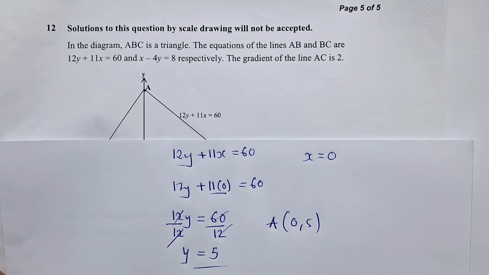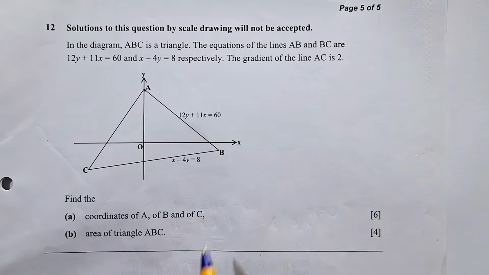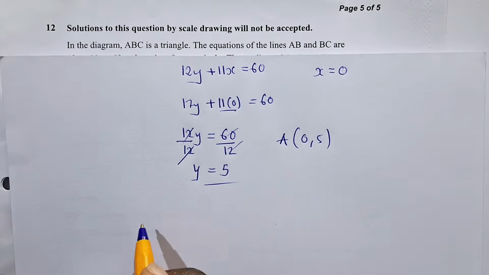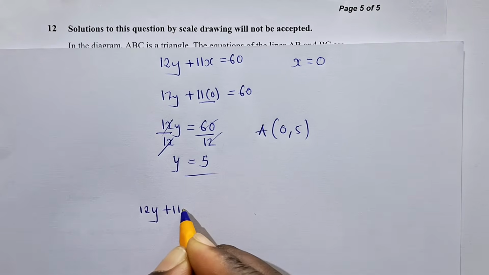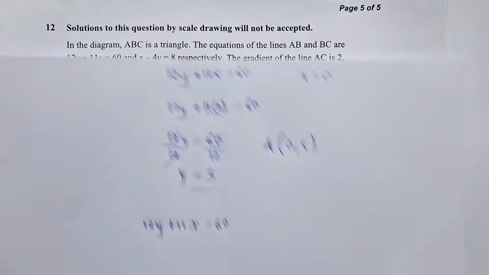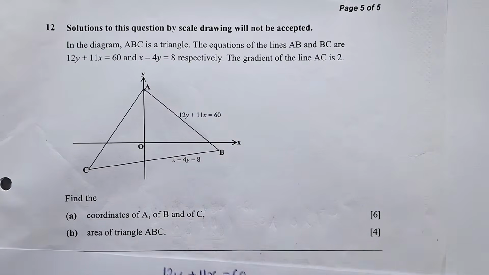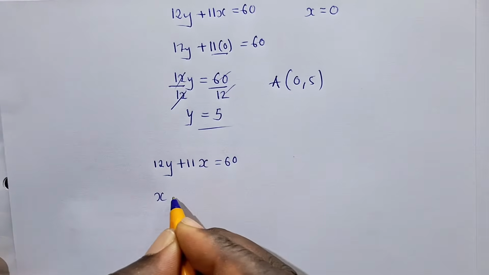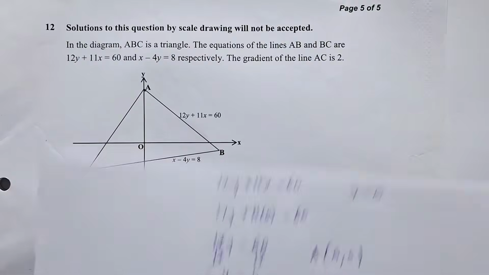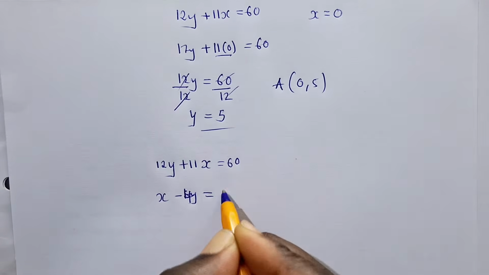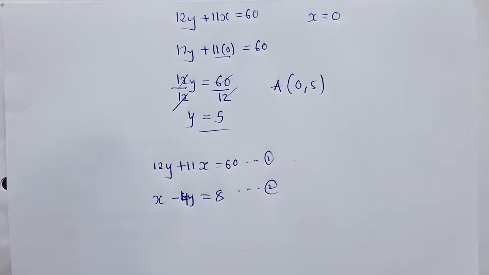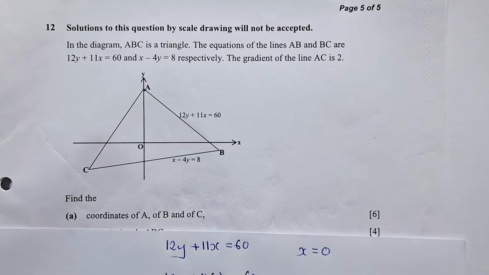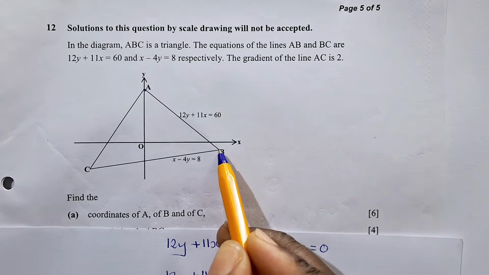So we've gotten this one. We go to the next one, point B. For point B, we of course need both equations. So we need the first equation, which is 12y plus 11x is equal to 60. We also need this other equation, which is x minus 4y, sorry, it's 4y, which is equal to 8. So we've got equation 1 and equation 2. Basically, what we're going to do is to find their meeting point.